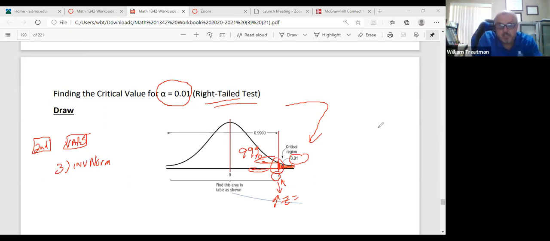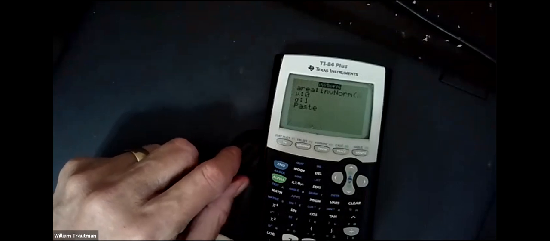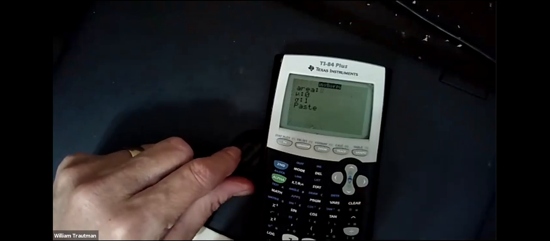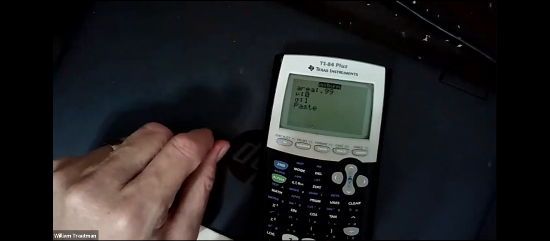So on my calculator, let me show you. Second vars number 3, inverse norm. And we're going to type in the area. Oh, I clear that, 0.99. And leave your average at 0. That's your Z value is 0. Standard deviation is 1. And when you type that in, hit enter one more time. And 2.33 is your Z value, 2.33.